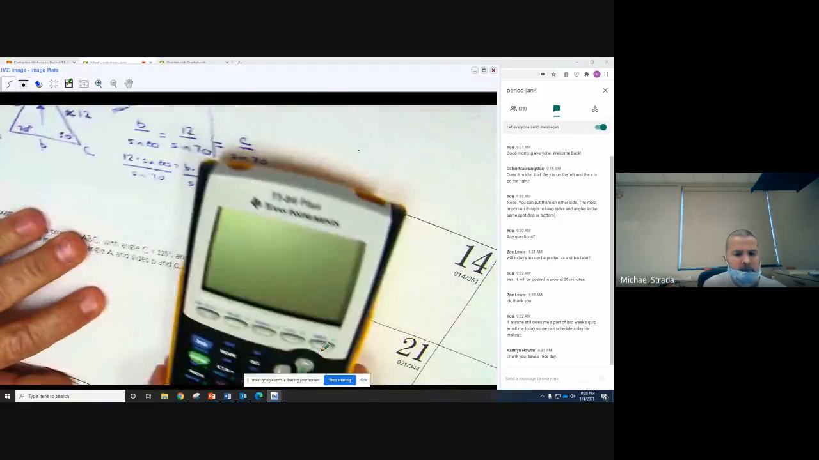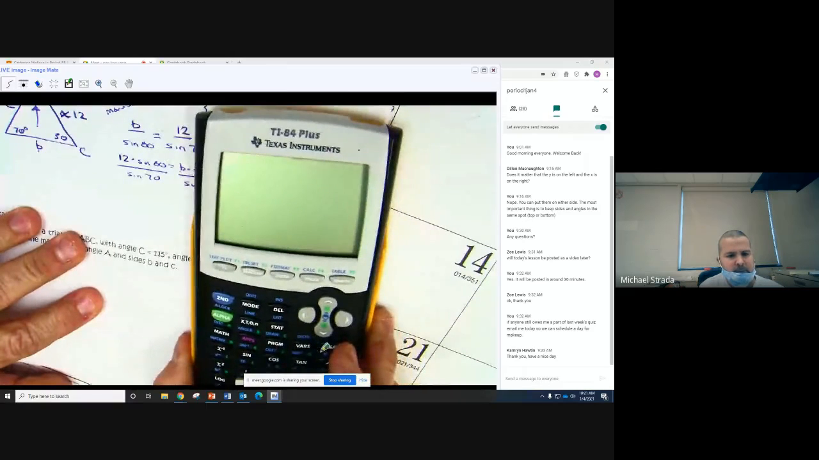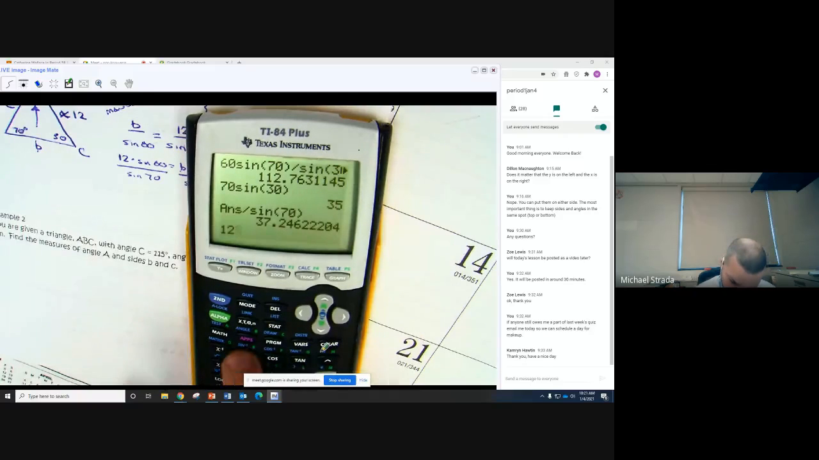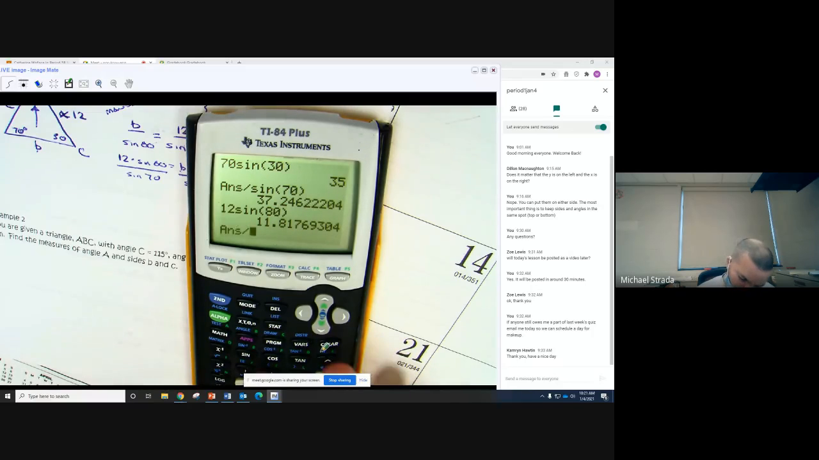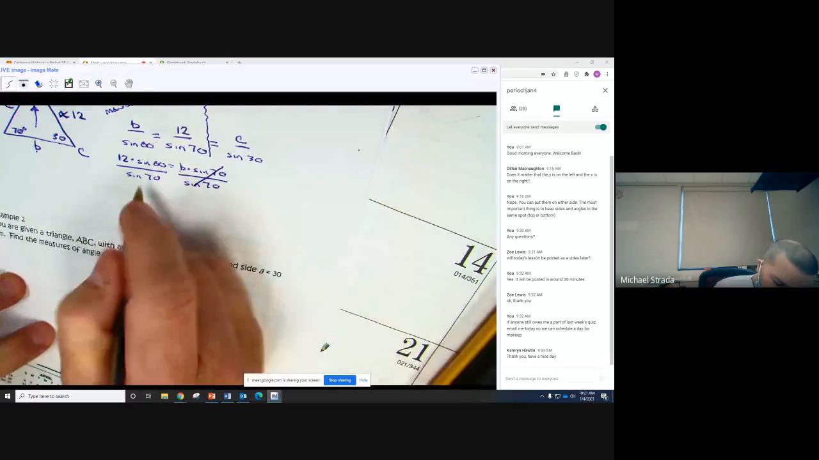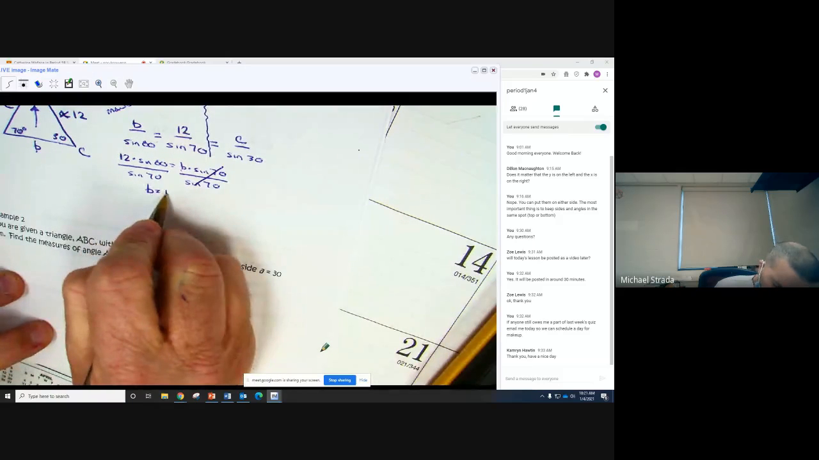All right. So I'm going to do 12 sine 80. Gives me that decimal. And I'm going to divide that by sine 70. All right. And then you round to where it asks you to round to. So in this case, B would be approximately 12.6.